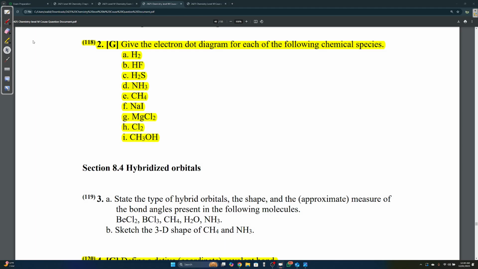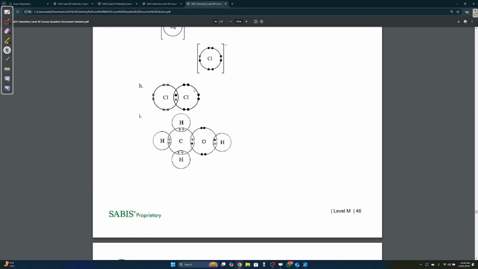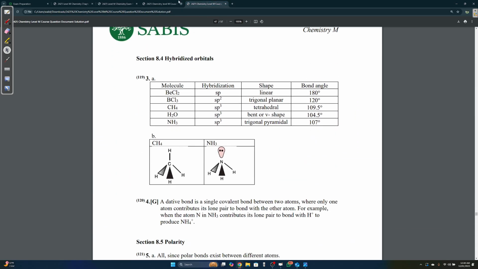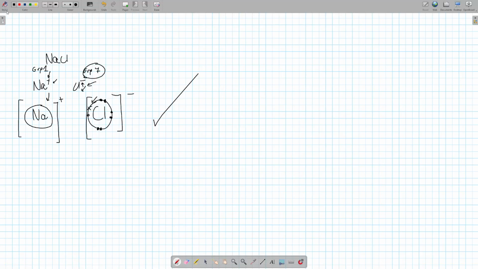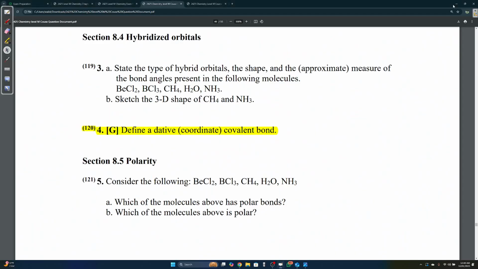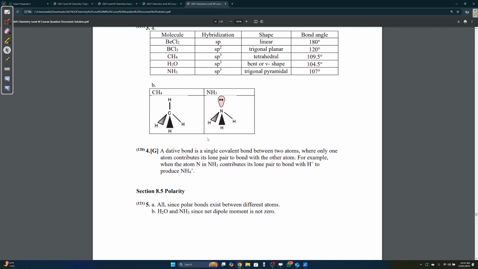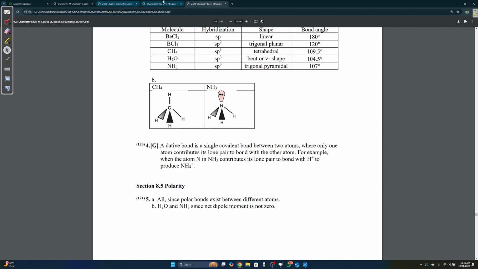Okay, I know at this point I think I'm done explaining drawing. Let's continue. Define a dative covalent bond. Dative covalent bonds are covalent bonds that come from the same atom. Like the electrons come from the same atom. One example is, the famous example is NH4+. Okay?